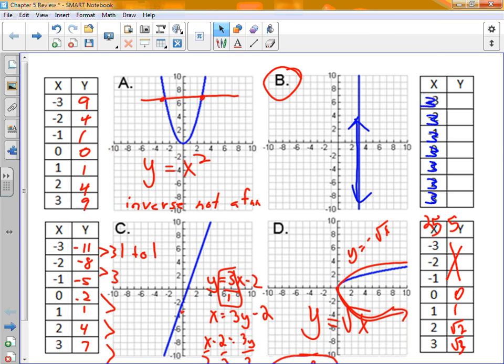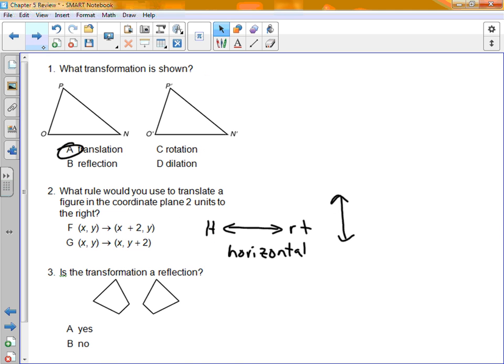Now what that has to do with this question is you've got to know that a horizontal is changing of the X and that a vertical is changing of the Y. And then up and right are positive, down and left are negative.